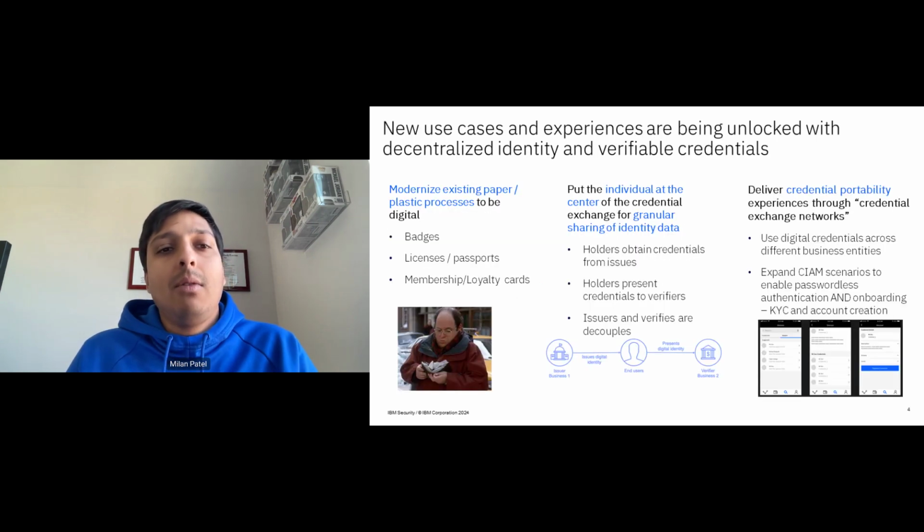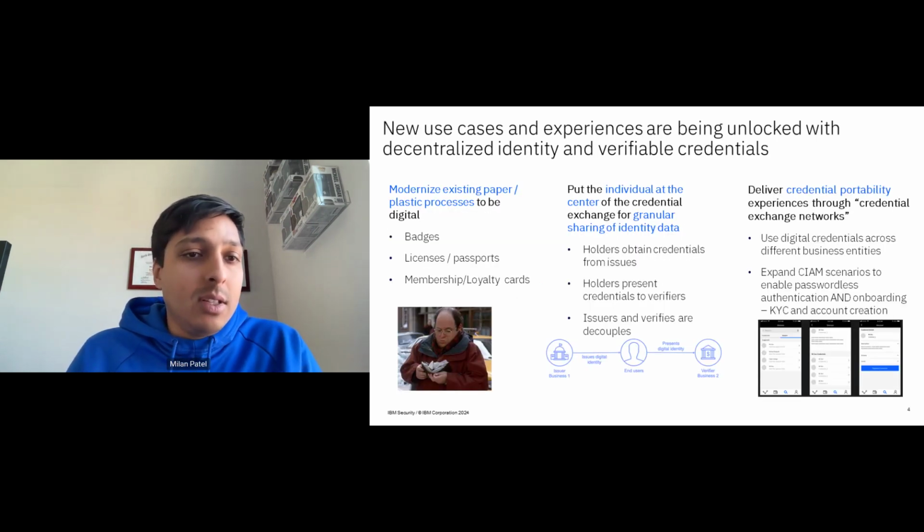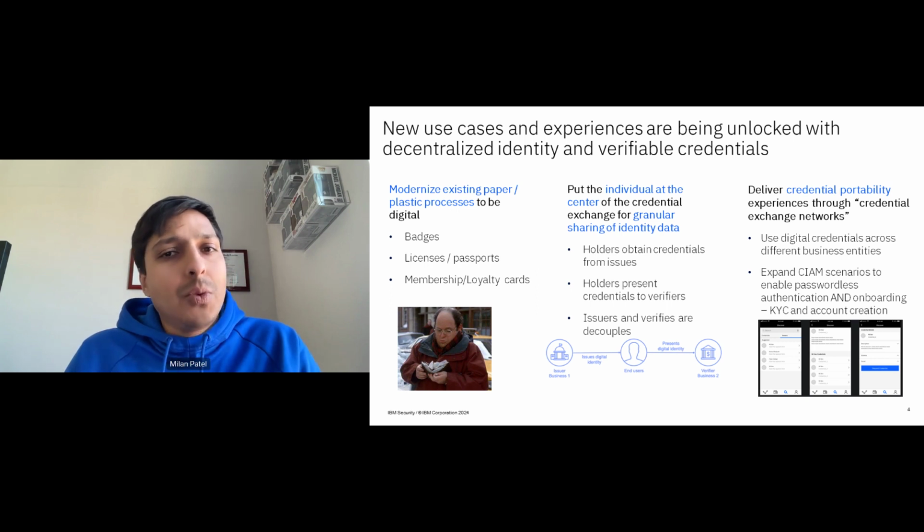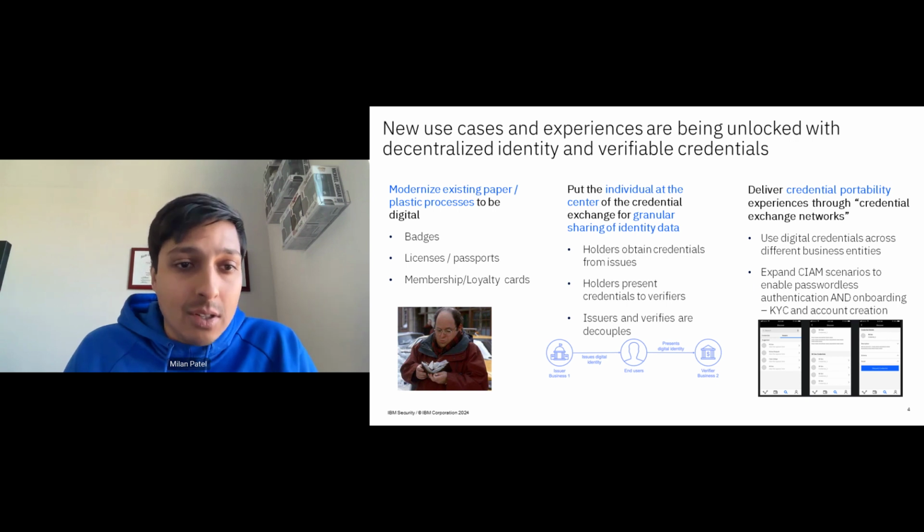So when we talk about verifiable credentials and decentralized identity, we see three primary use case drivers in terms of enabling and enhancing experiences. The first is what we're actually rooting a lot of our initial development and delivery on: modernizing existing paper and plastic processes to be digital. So this could be driver's licenses, this could be government issued cards, this could be badges, this could be membership or loyalty cards.